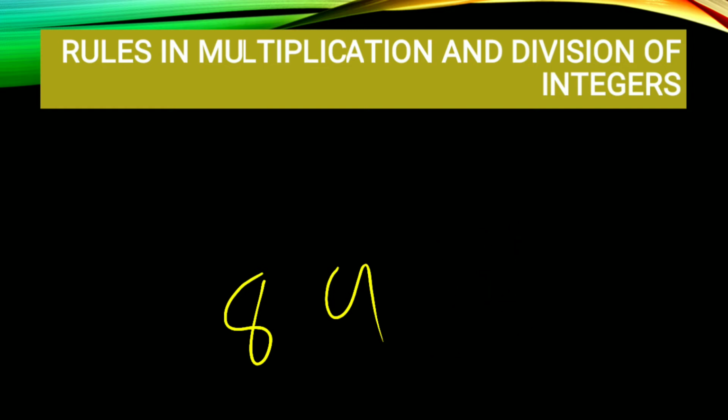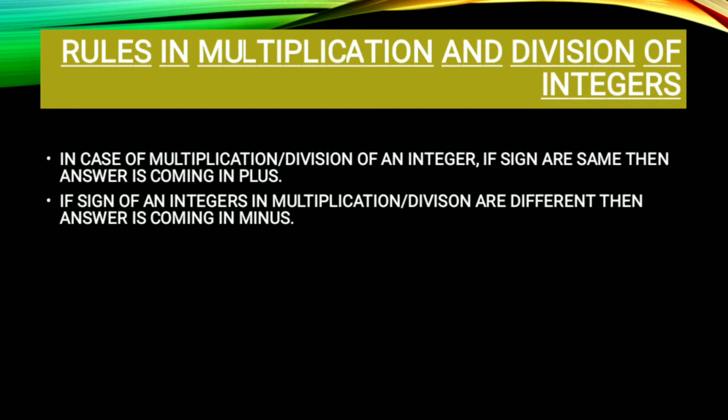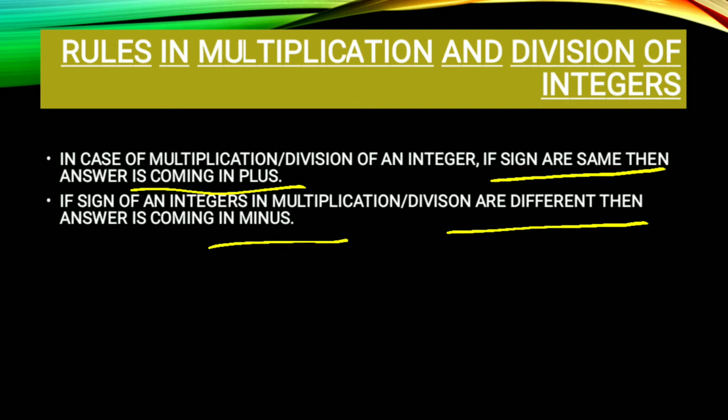So let's start with the basic rules. I will explain the rules first, and then we are going to see some examples of multiplication and division of integers. I have compiled both multiplication and division together in only two rules. Only two rules you have to remember, then you can understand everything about it. So what are the rules? In multiplication and division of integers, if the signs of the integers are the same, the answer comes in plus, and if the signs of the integers are different, the answer comes in minus. This rule is applicable in multiplication as well as in division. So let's understand with the help of some examples.